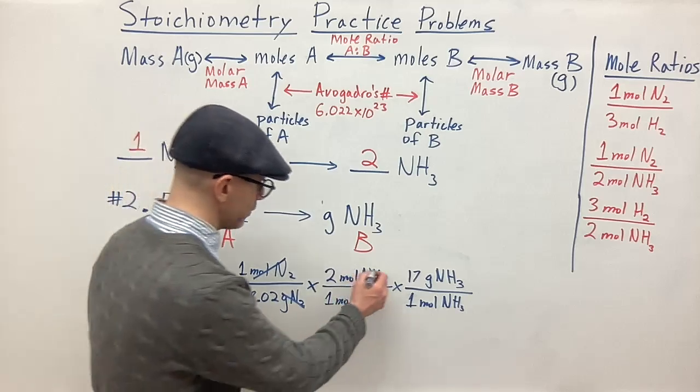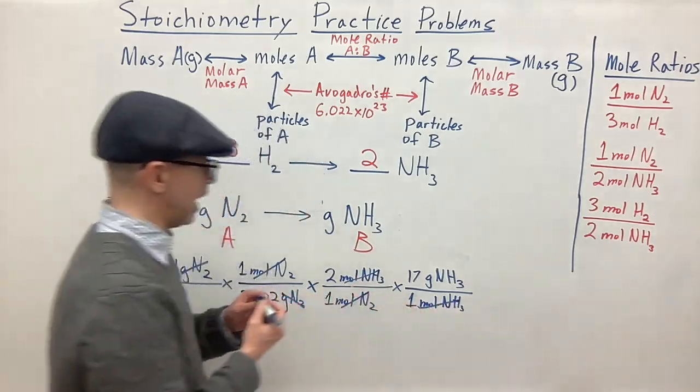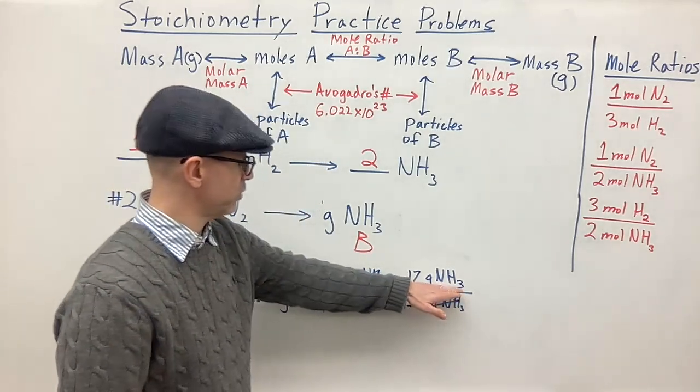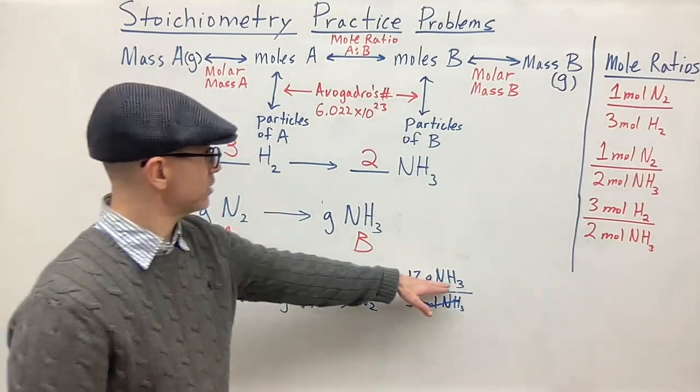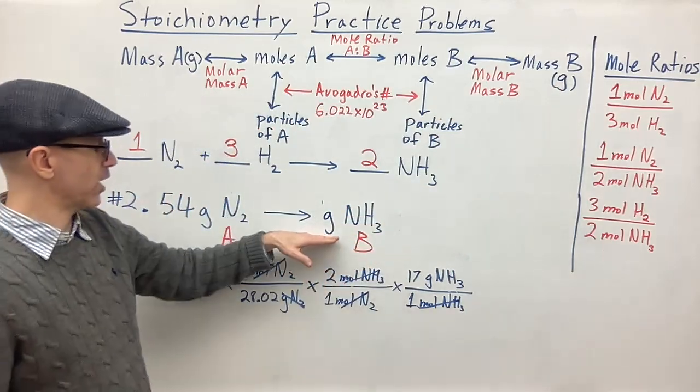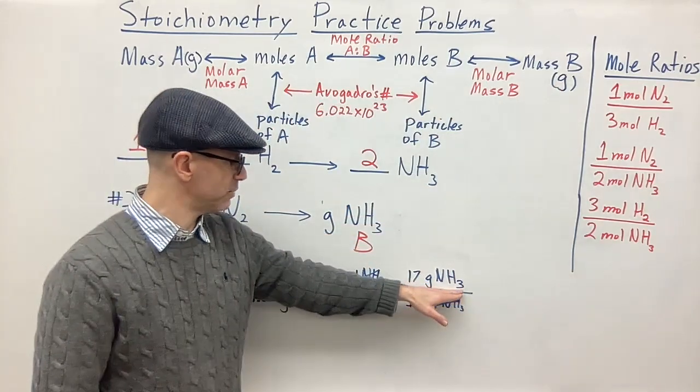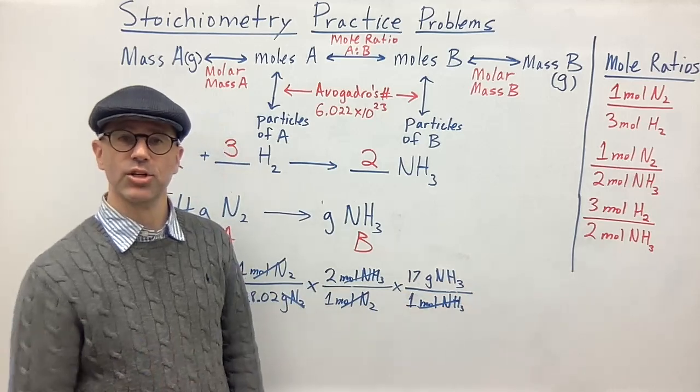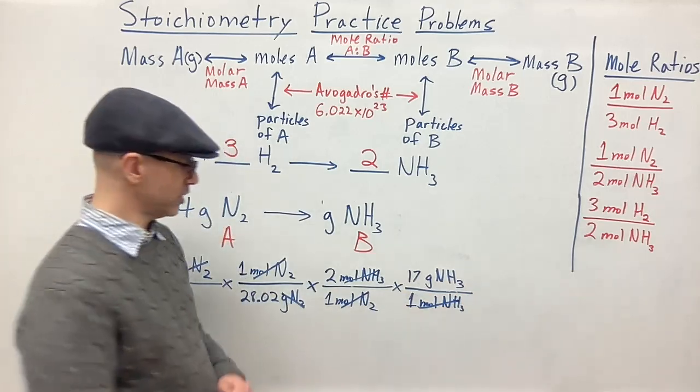So now moles of NH3 cancels out, and I'm left with grams of NH3, which is mass. That's my mass of B. So I'm right here. That's what they want in the problem. They want grams of NH3. I've got grams of NH3. So now all I need to do is calculate the answer.